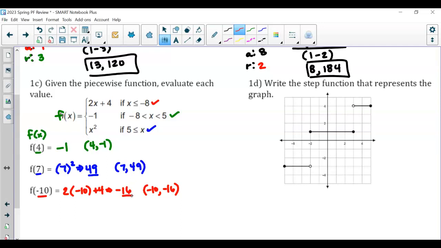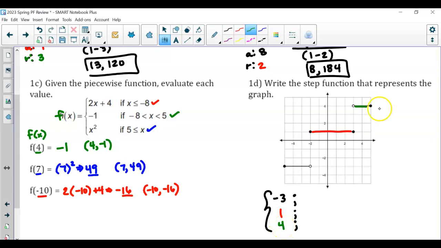So now here in 1D, we're going to write the step function. So remember, keep in mind, there are two parts to our function that we need to have. We need to have the step, the y values. So let's go ahead and identify our y values where each of the steps are. So this step here, this line, is at negative 3. Then here, the next line is at 1. Then the third step here is at the y value of 4.